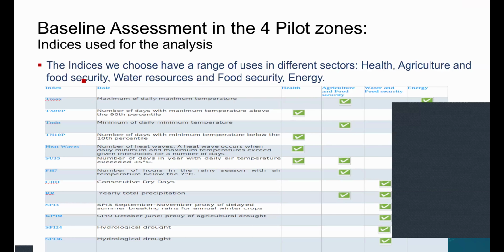Finally, indices like SU35, number of days with daily air temperature above 35 degrees, and FH7, which is the number of hours during the growing season with air temperature below 7 degrees, are particularly relevant for crop production, for flowering and vernalization.